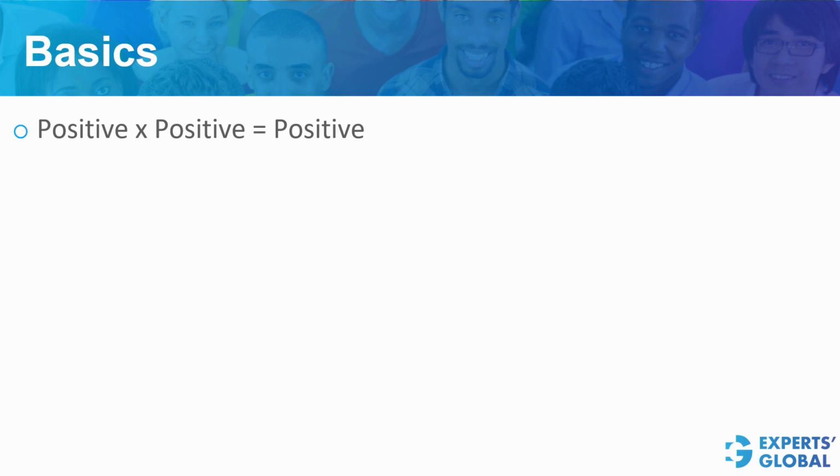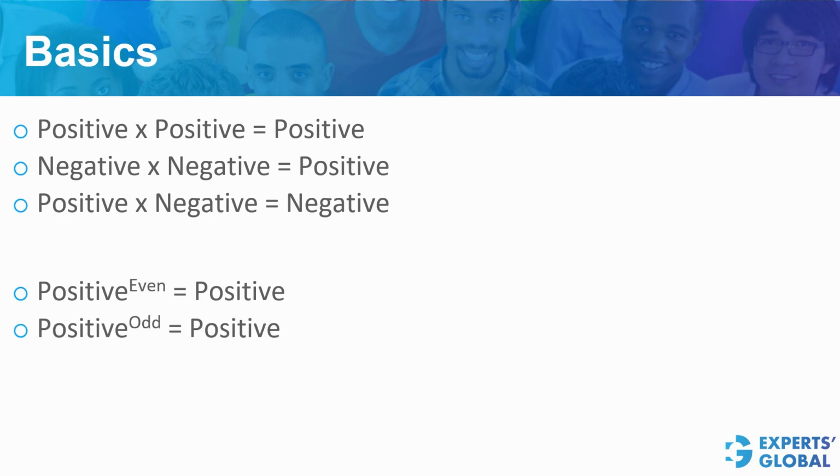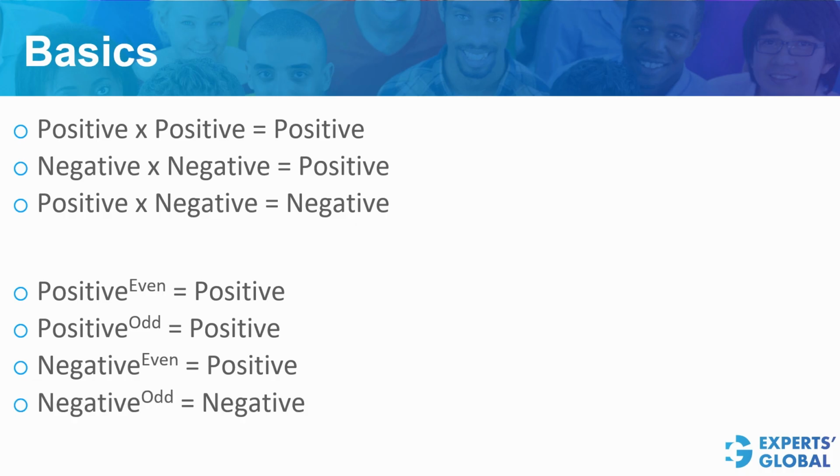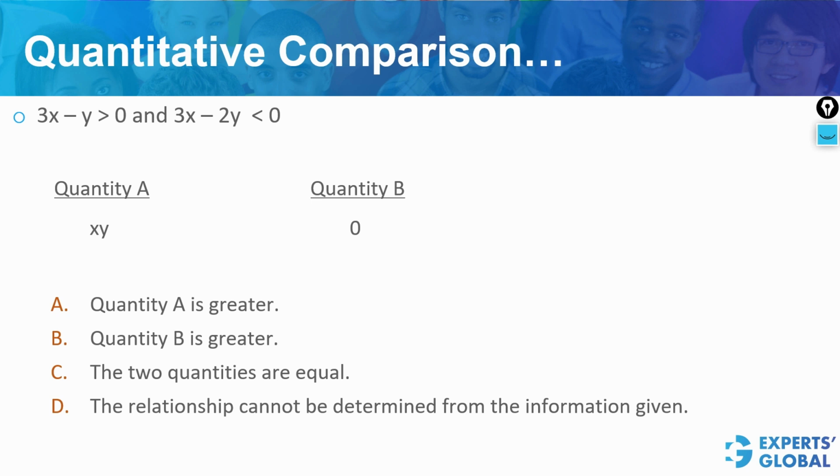Positive multiplied by positive is positive. Negative times negative is positive. Positive times negative is negative, whereas positive to the power even is positive. Positive to the power odd is positive. Negative to the power even is positive, whereas negative to the power odd is negative. Very simple, basic concepts, but very interesting problems can be raised around these. Please pause the video and solve this problem.